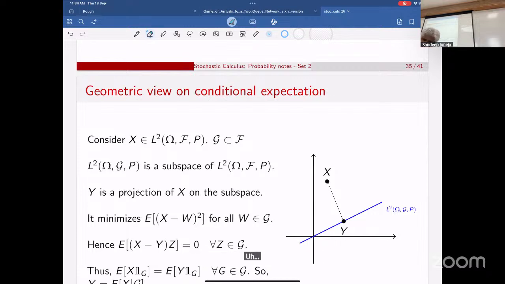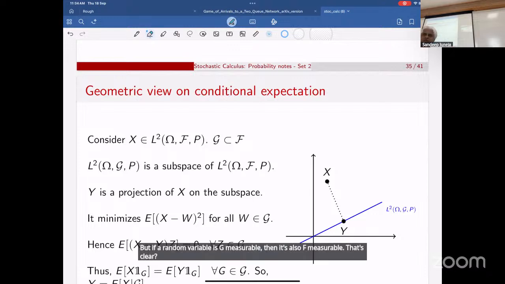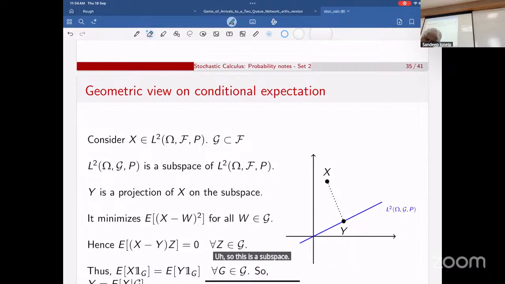But if a random variable is G measurable, then it's also F measurable. That's clear? Because F is bigger. Okay, so this is a subspace. It contains all the random variables, but now imagine a projection Y on the subspace of X. That's the conditional expectation of X given G.